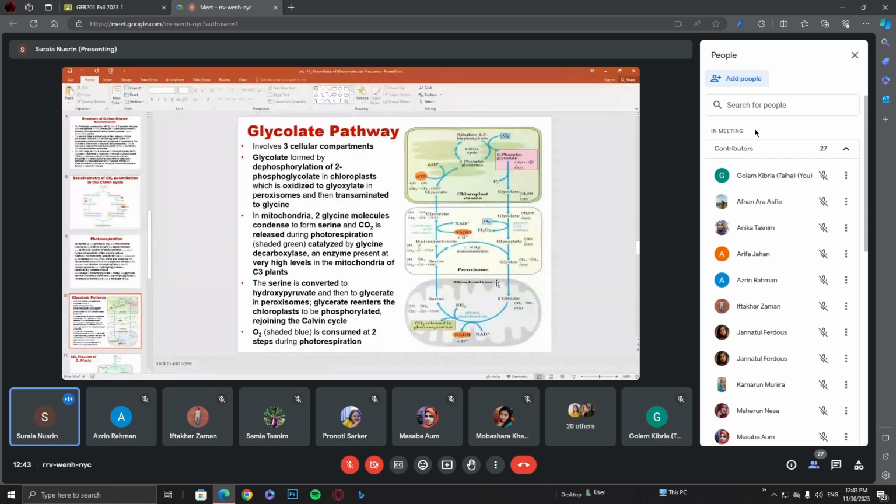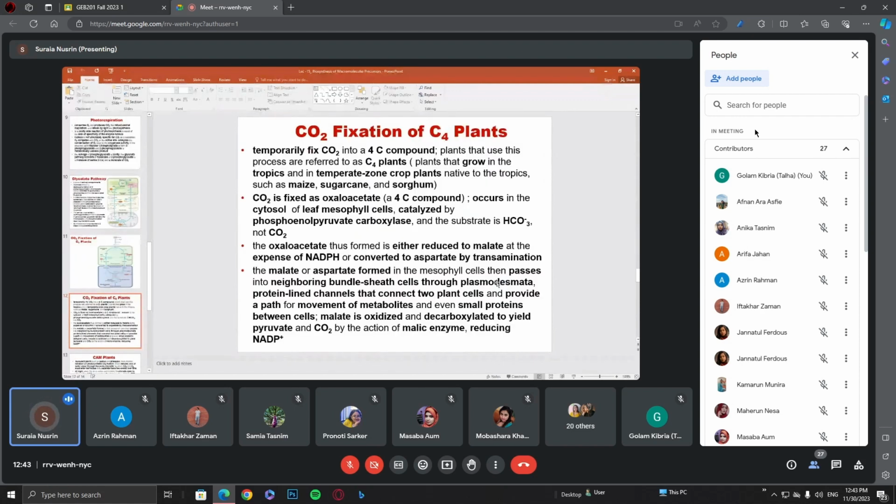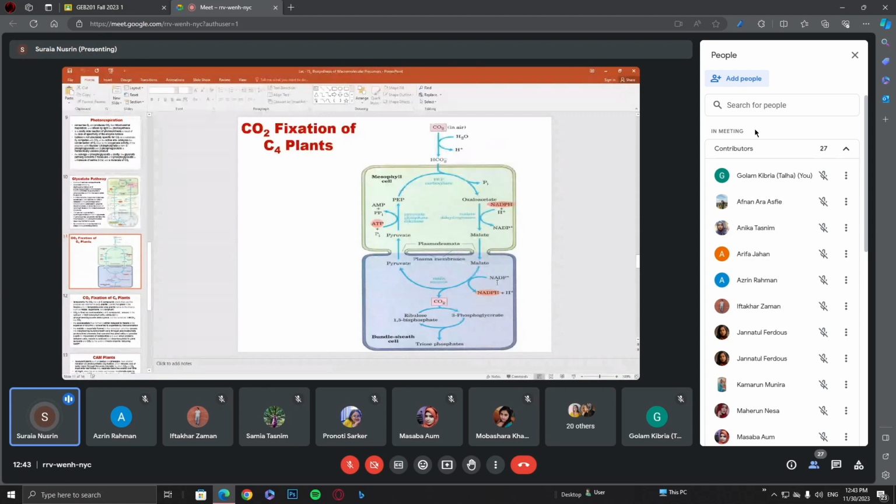Now it is not necessary that all plants fix carbon dioxide as the 3 carbon compound 3-phosphoglycerate. There are plants which can fix carbon dioxide as a 4 carbon compound, so obviously they will be called C4 plants. What are the examples of those plants? They grow in the tropics and temperate zone crop plants. Examples are maize, sugarcane, and sorghum. Those are the plants which can fix carbon dioxide as a 4 carbon compound. Now look at how this fixation is happening.